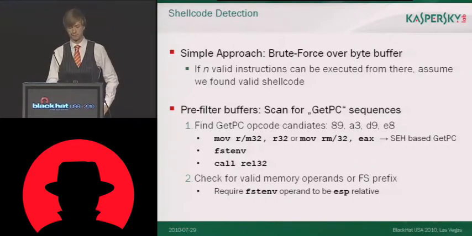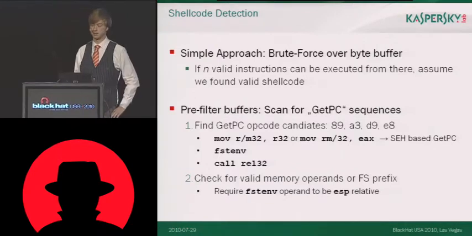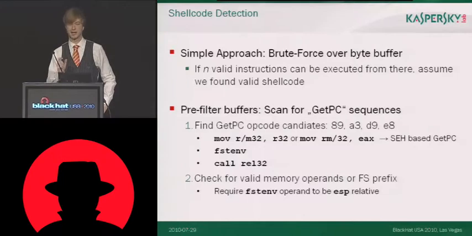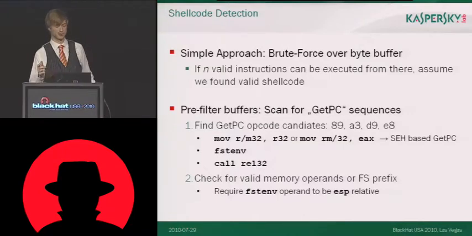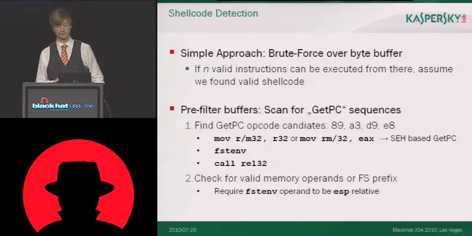To improve performance, I pre-filter buffers. I'm scanning for so-called get PC sequences. These are little gadgets, like what I showed before with the floating point unit, that get the address of the code, the value of the program counter, into some register. And we have 4 different candidates for these gadgets on the 32-bit x86 architecture that I'm scanning for.